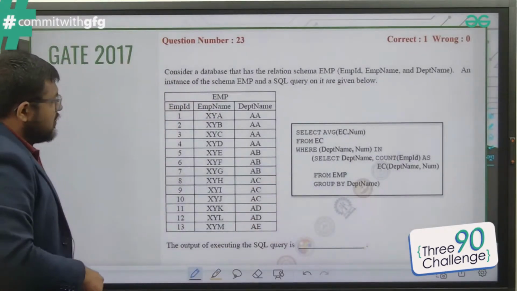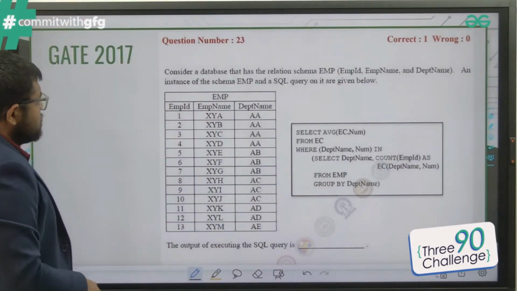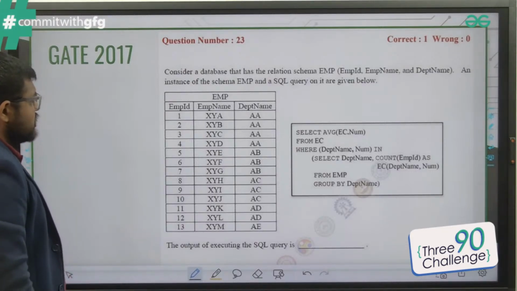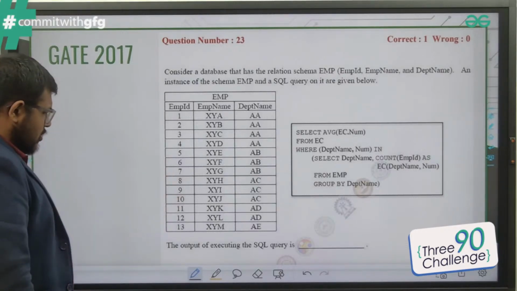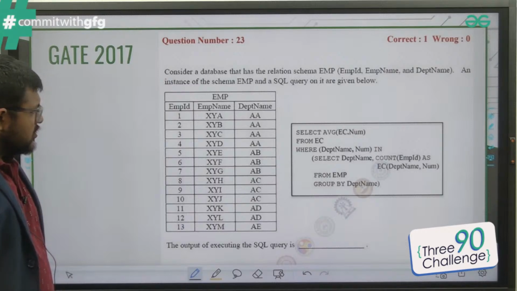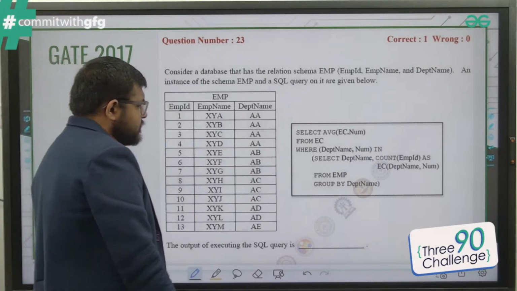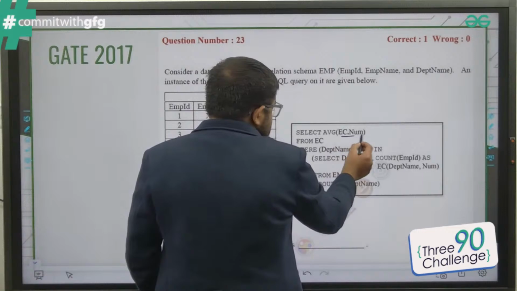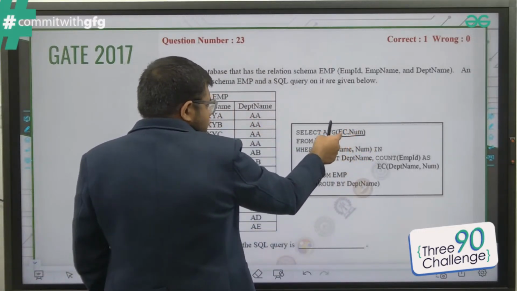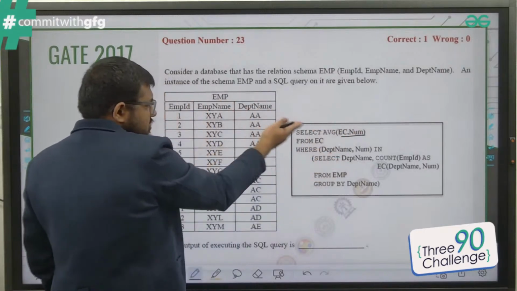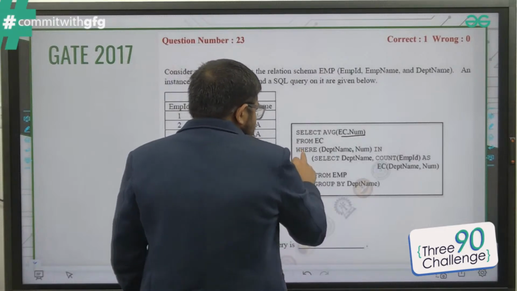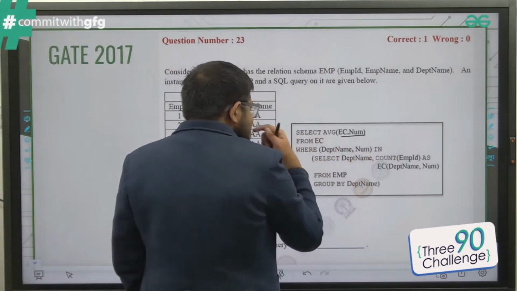Again, here they are asking about the output. Consider the database with the relation schema EMP: employee ID, employee name and department name. An instance of the schema and an SQL query are given below. What would be the output? Let's see. Select average ec.num. So they have selected the average value of num from the ec table. Now what is ec? Here it is not there, so it must have been defined further. From ec means ec is the table where department name comma num is present.